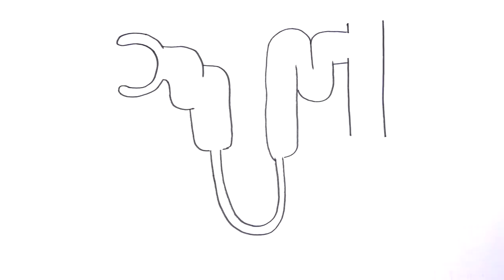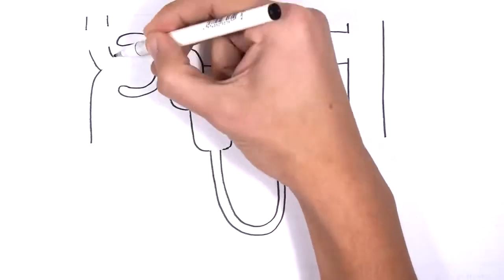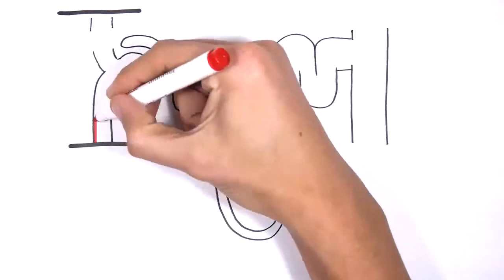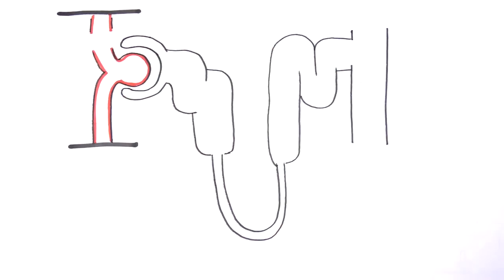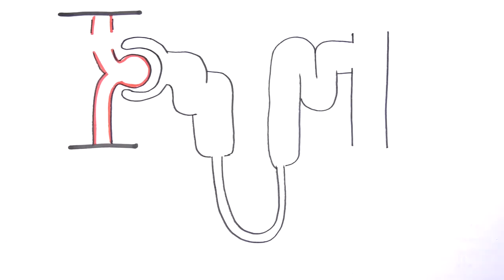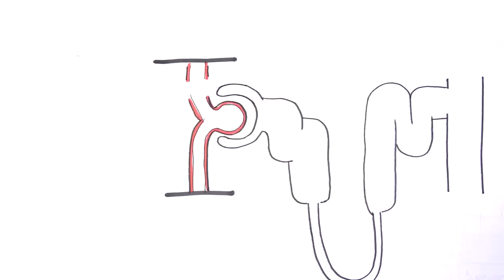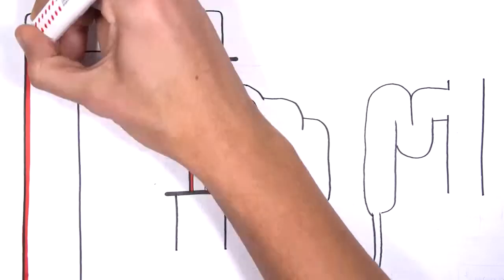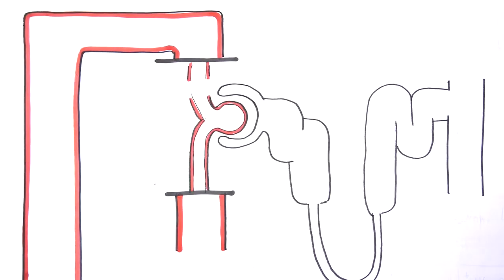So here is a nephron, the functional unit of the kidney. Here is the afferent arteriole coming into the head of the nephron and forms the glomerulus within the head of the nephron. Coming out is the efferent arteriole, which eventually joins with other efferent arterioles to form the renal vein. And then the renal vein will enter circulation once again.